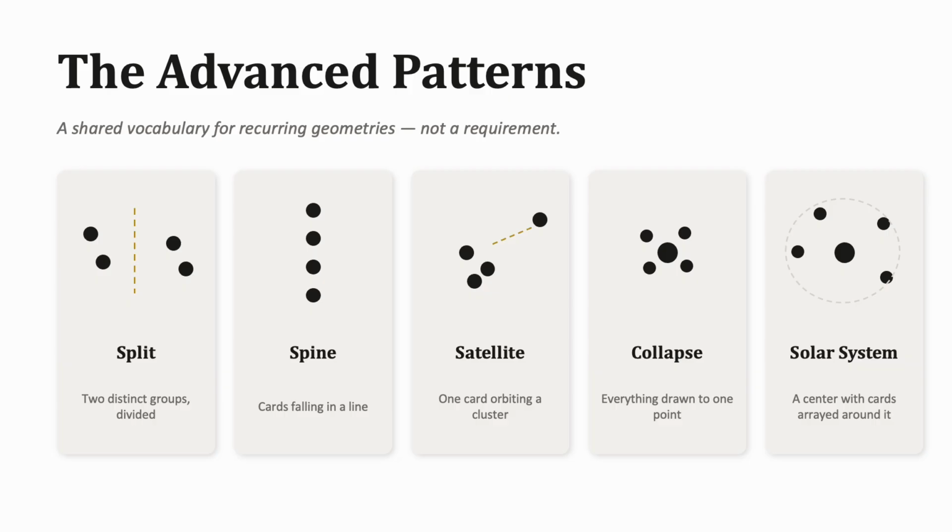As you practice, you'll notice layouts fall into recurring shapes. This is a shared vocabulary, not a requirement, just a way to name what you see. The split, 2 distinct groups divided. The spine, cards falling in a line. The satellite, 1 card orbiting a cluster. The collapse, everything drawn to one point. And the solar system, a center with cards arrayed around it.